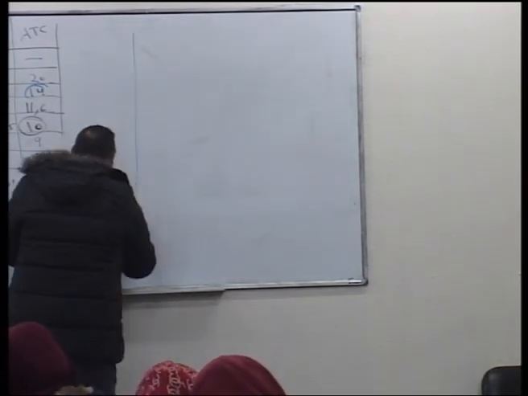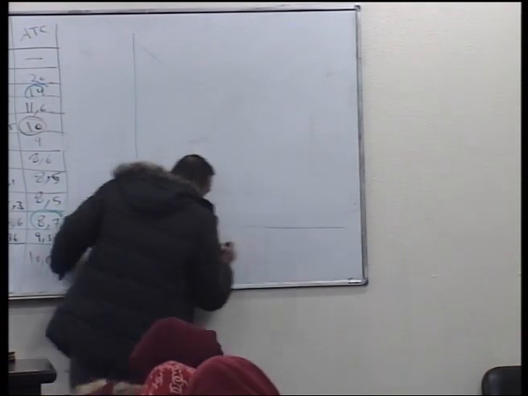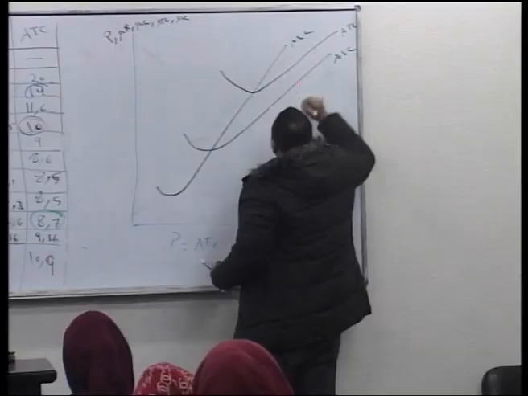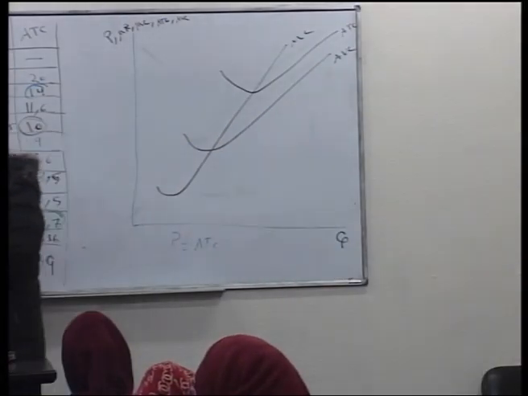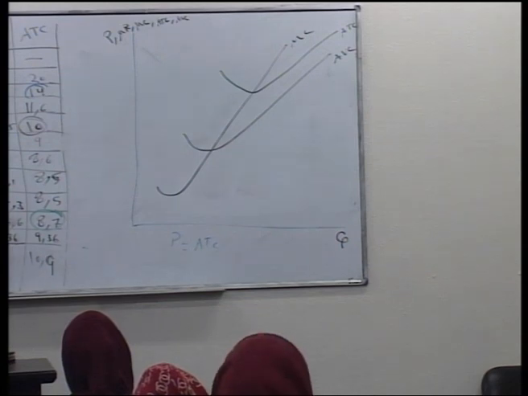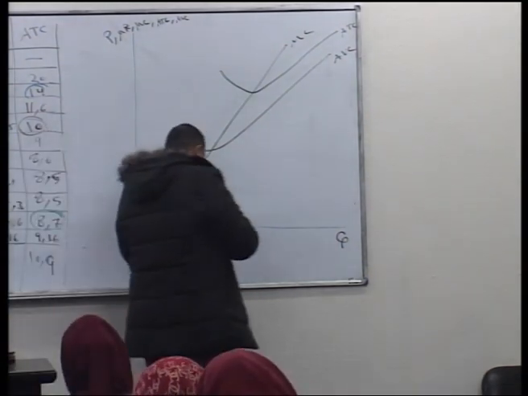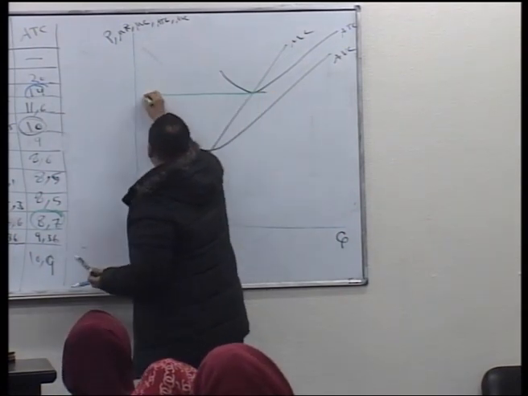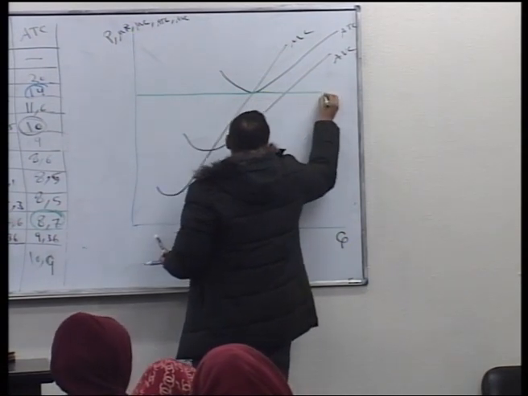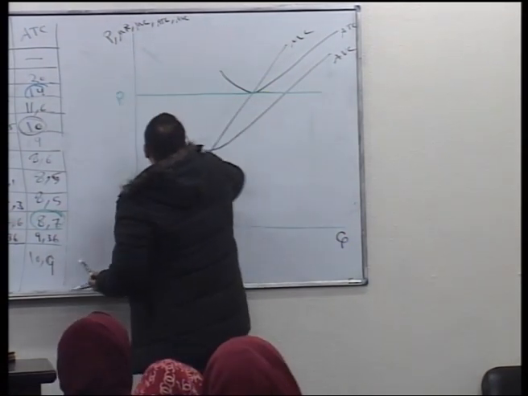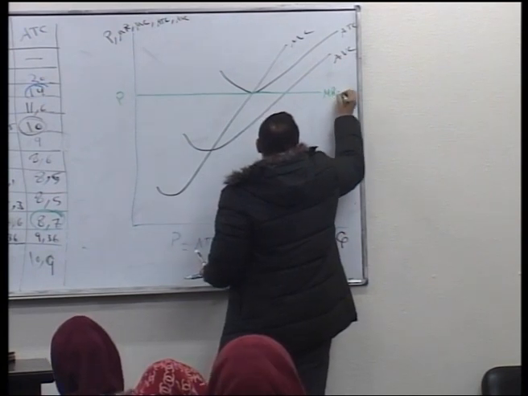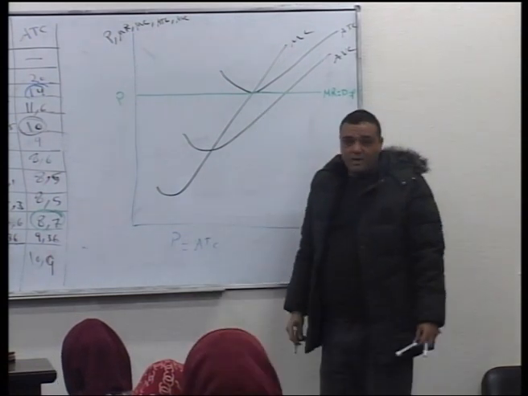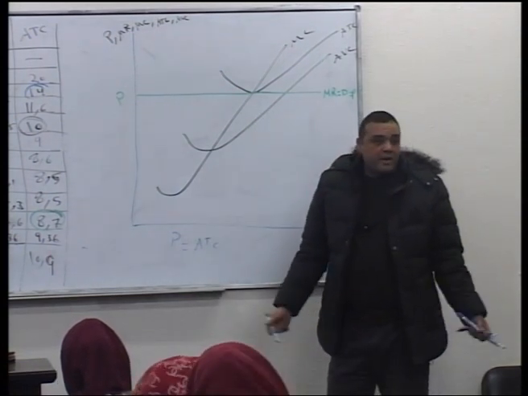The third case, when the price equals ATC, and we will assume that the price is tangent to the minimum ATC. This is the price here. MR equals D equals the price. To determine the equilibrium point, when MR equals MC.